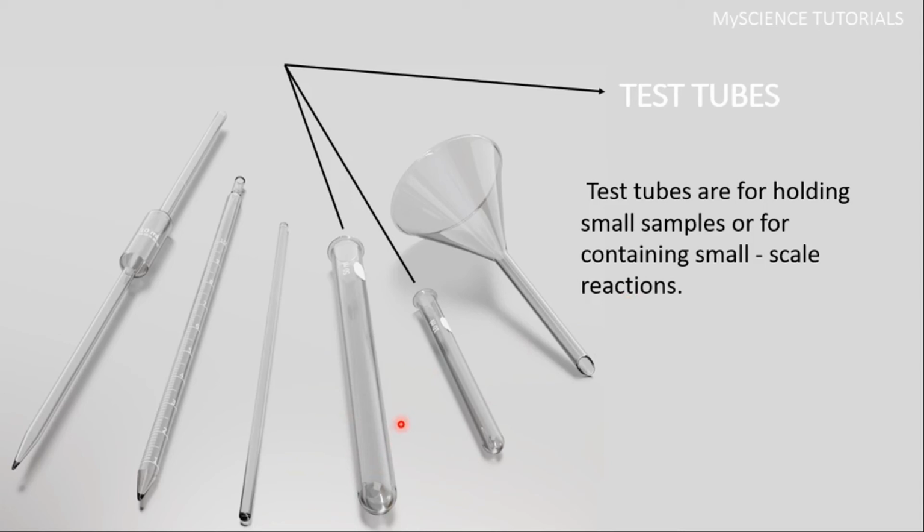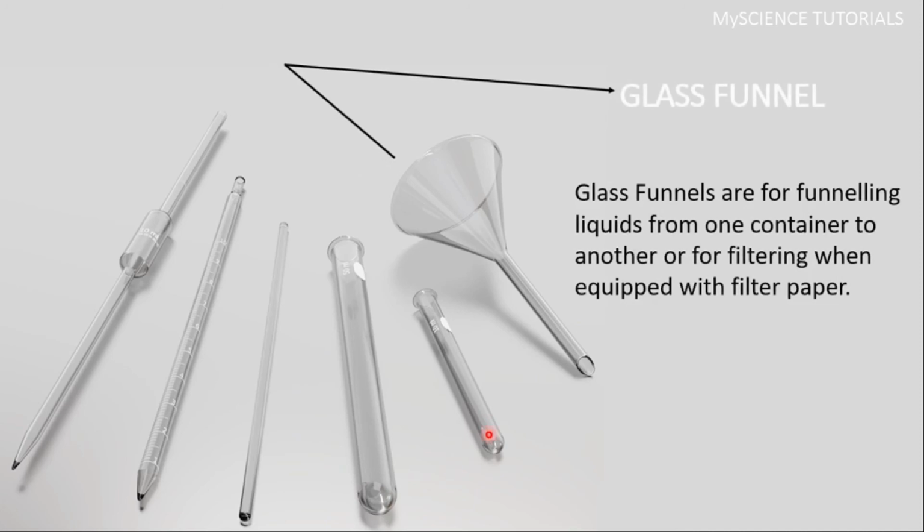The formation of certain characteristic precipitates shows or indicates a certain type of ions that are present in the wet chemical test. Now, funnels are used for transferring liquid from one container to the other, or for filtering when equipped with filter paper. So if you want to transfer liquid from maybe a volumetric flask into a conical flask, we don't want to do it directly, we can use the funnel as a medium to ease the transfer of liquid from one container to the other.